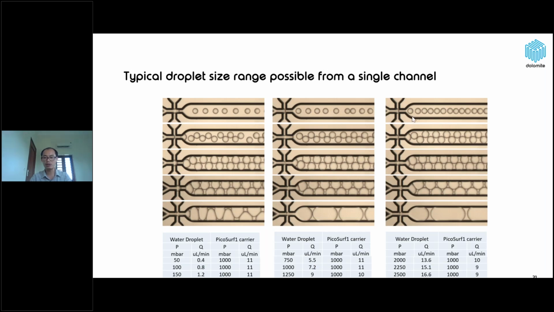We can see that when we increase the droplet phase pressure, we can achieve bigger droplets. We can achieve up to the target mode, which occurs when we have a larger ratio between the droplet flow rate and the continuous flow rate.